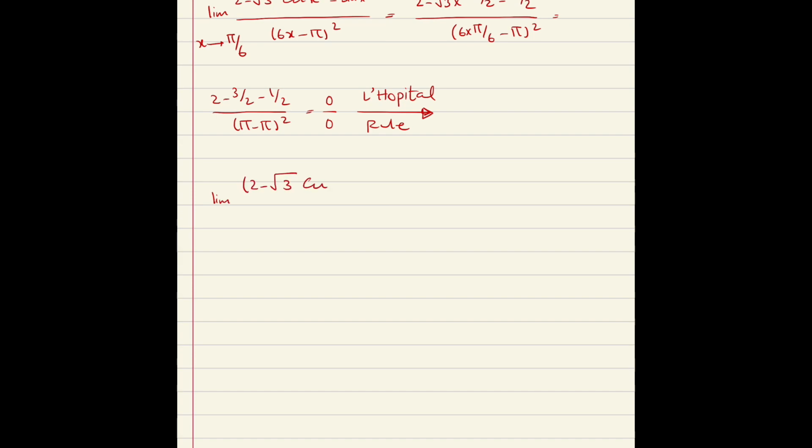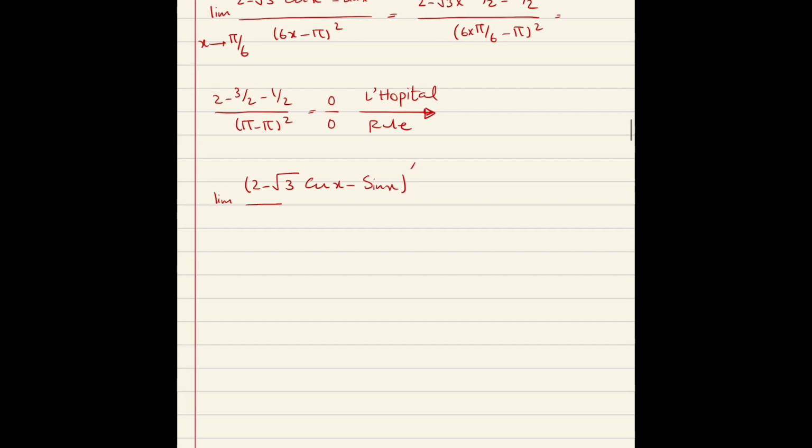So limit of the derivative of the numerator, 2 minus root 3 cosine x minus sine x, prime, over the derivative of the denominator, x approaching pi over 6. Two prime is equal to 0, so the numerator would be negative root 3 cosine x prime minus sine x prime, over the denominator.